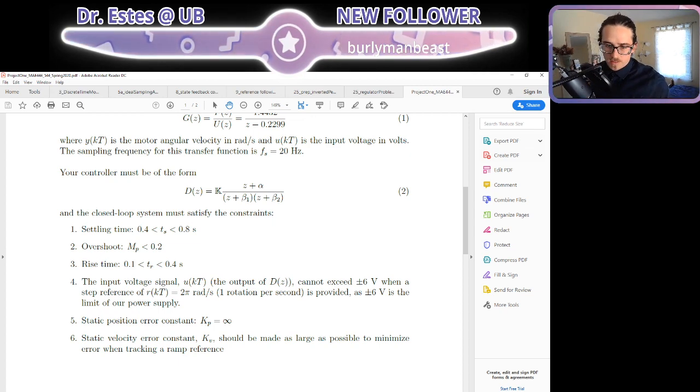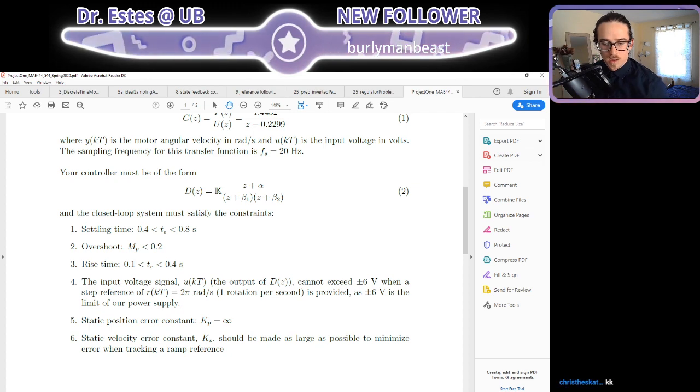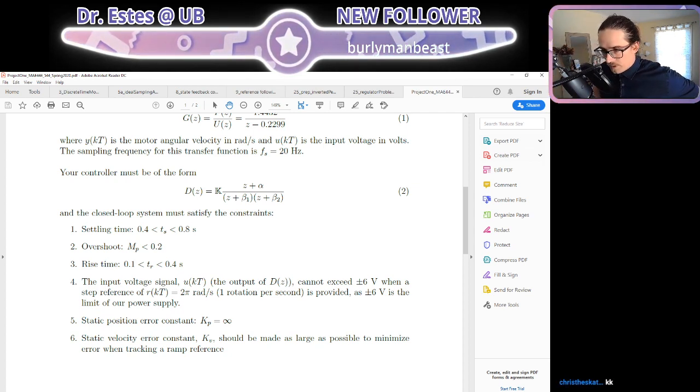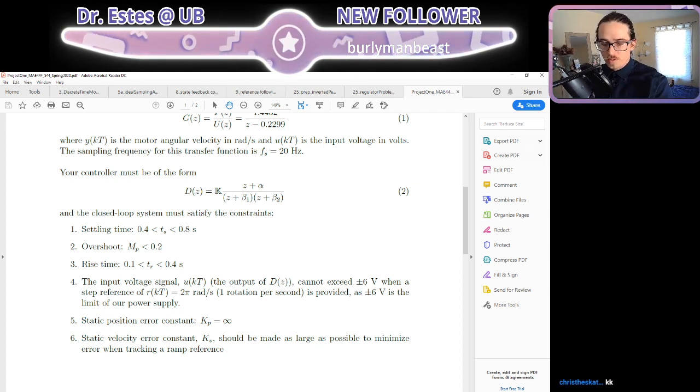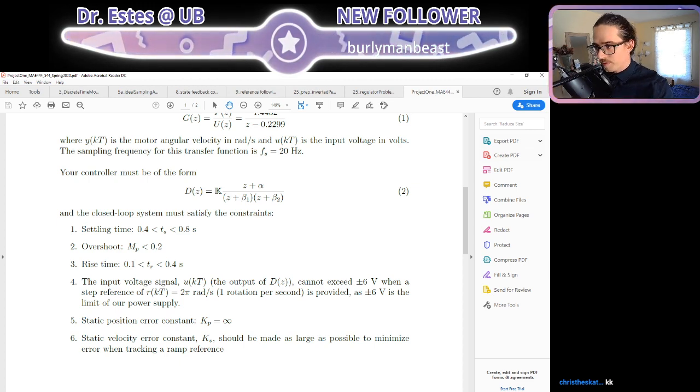So when you're doing this, try to make your codes generic, so that if you have to go back and change your target poles, like in my codes, I use the variable z star, and then I do everything with z star later on, just so I can change it.